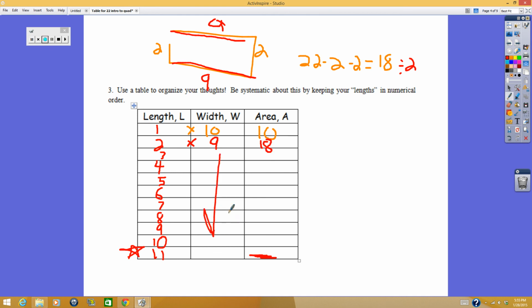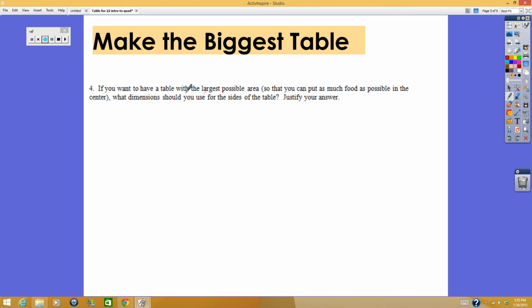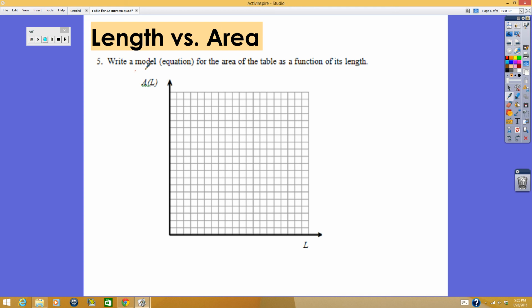I want you to go ahead and complete filling this out. On the back, let's see. This should be pretty obvious, hopefully, which dimensions have the largest possible area. I'm pretty sure you'll be able to find that clearly.